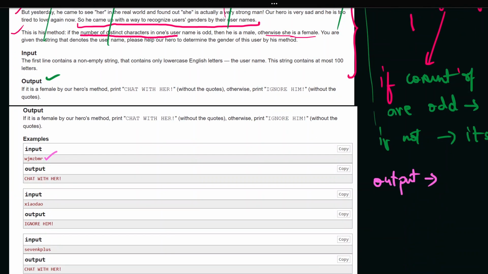For the first example, there are 6 distinct characters in that string. These characters are this. So that string is a female and you should chat with her. So they are telling, like, if female, then you have to print out chat with her. If not, ignore him. Correct. Now our only task over here is to find the number of distinct characters in a string.